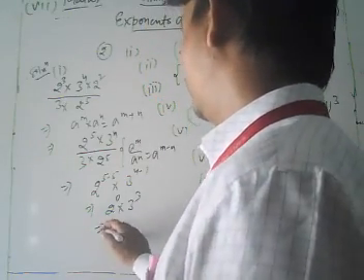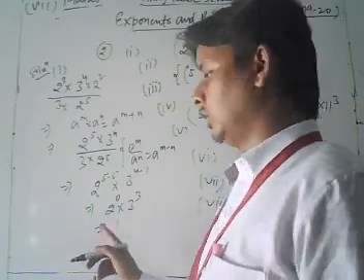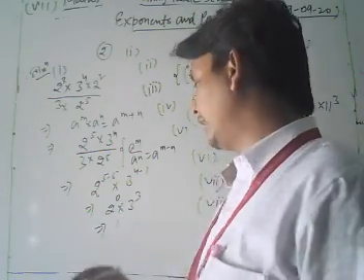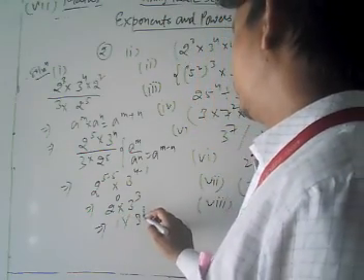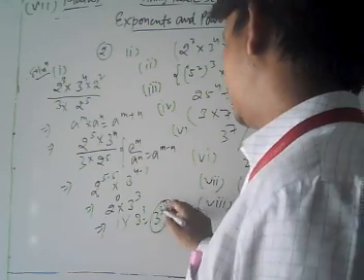So we write 1 because the value of 2 to the power 0 is 1, and 3 cube. So the final answer is 3 cube. This is our final answer.